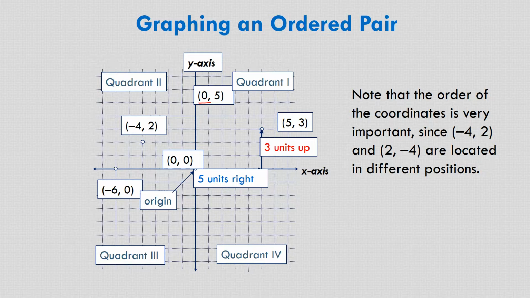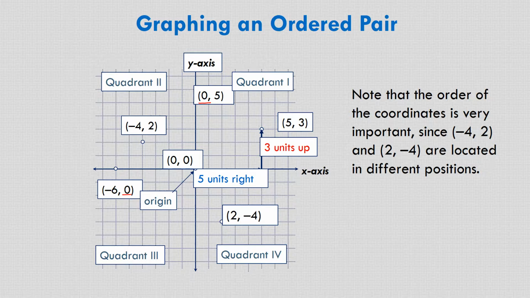If I stay on the x-axis, that means I only went left or right. In this case, I went to the left, and if you notice right here, my y value is 0 because I did not go up or down. If you look here at 2, negative 4, that means I'm in quadrant 4 because my x value is positive and my y value is negative.